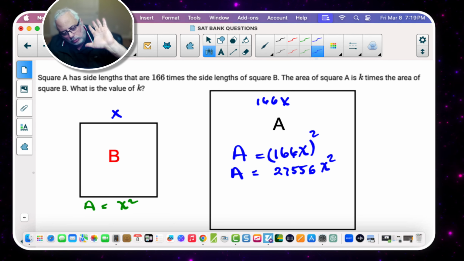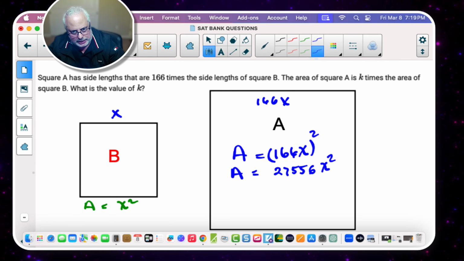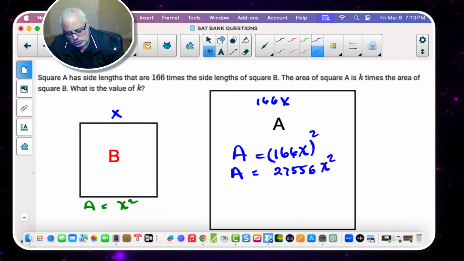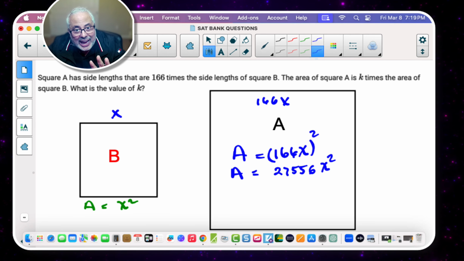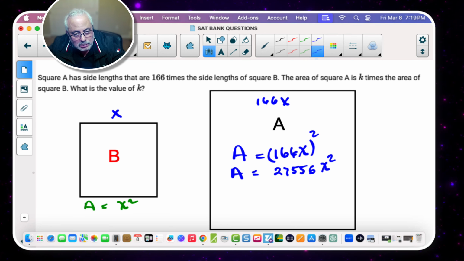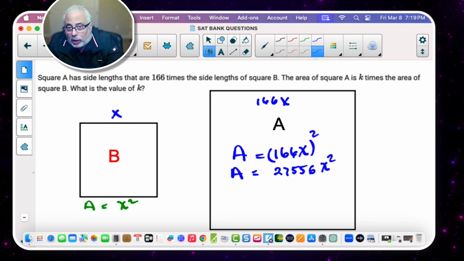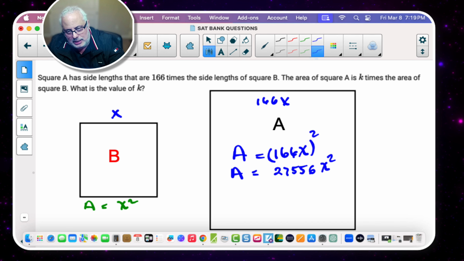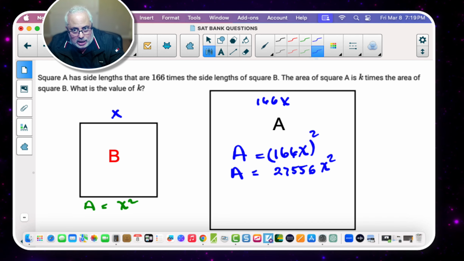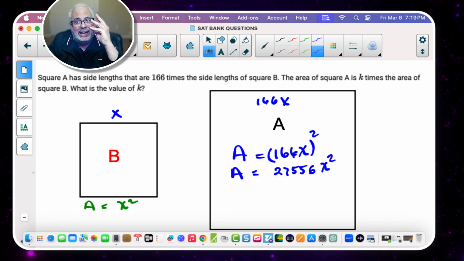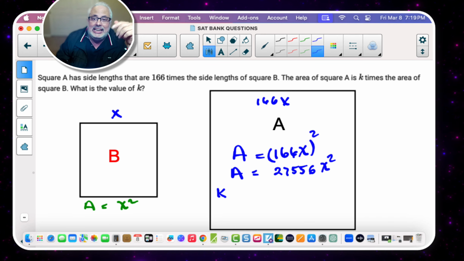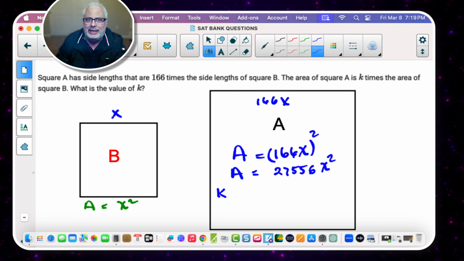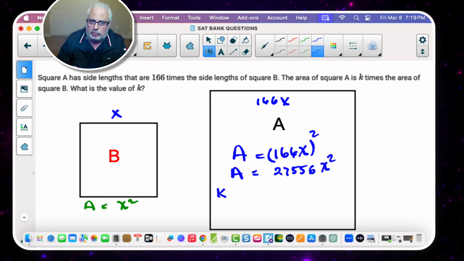Still, we need more algebra here, and the final approach, the one that's going to make the difference, is to replace the area of A in that equation by what the problem is saying. The area of the square A is k times the area of the square B. The area of square B is x squared.